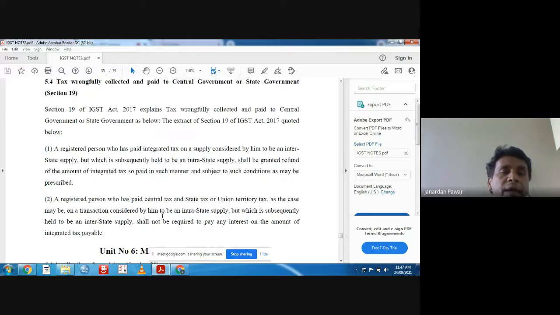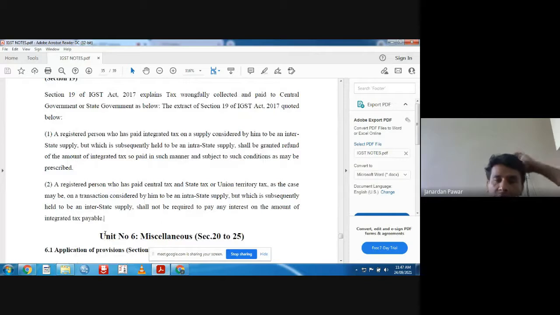Now we are moving on to the second provision, and it is like this. A registered person who has paid central tax and state tax or union territory tax, as the case may be, on a transaction considered by him to be intrastate, but which is subsequently held to be an interstate supply, shall not be required to pay any interest on the amount of integrated tax payable. Listen, whatever provision number one we have seen, this second provision is vice versa of the first provision.